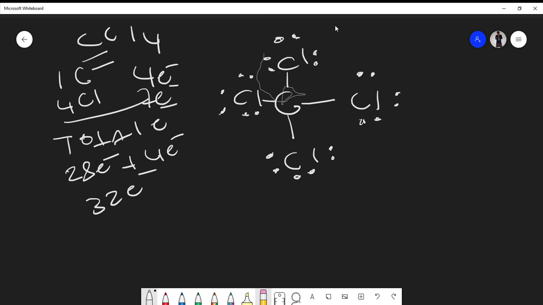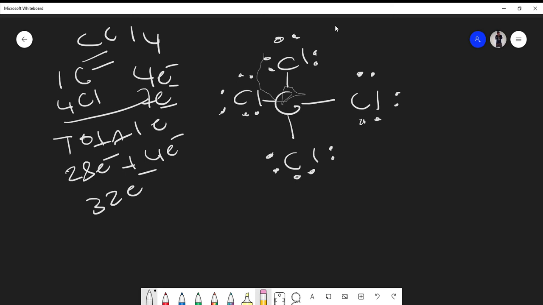Right? So I fill in my dots thus far, and you might wonder, how do I know? Remember, we said that we cannot place the remaining electrons on the carbon because carbon's octet is full. It already has 8 electrons around it. So if we take 32 minus 8, that is 24. So we had 24 more electrons to place that did not include the carbon.